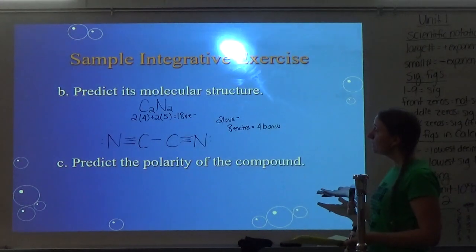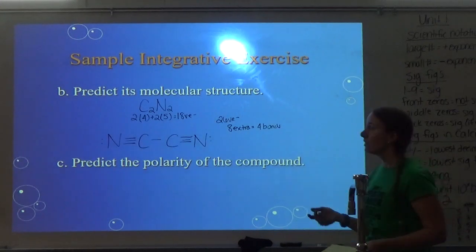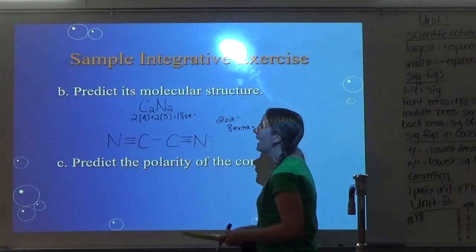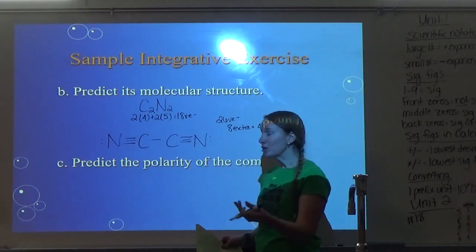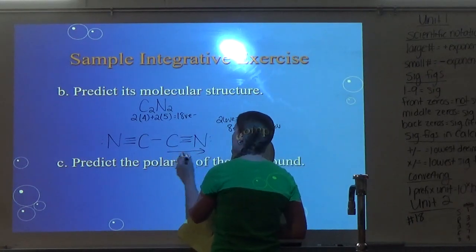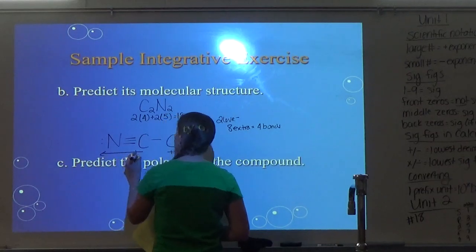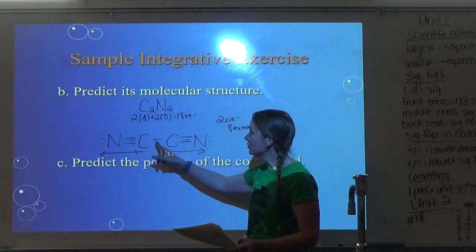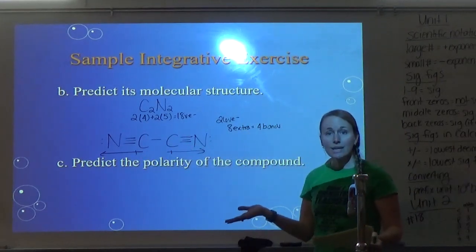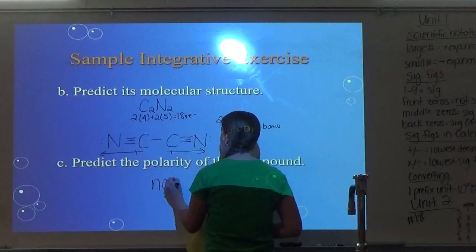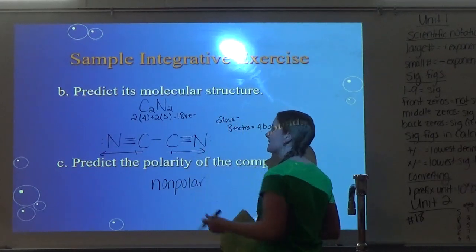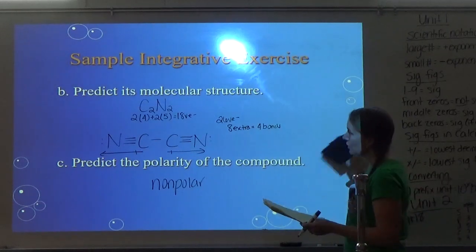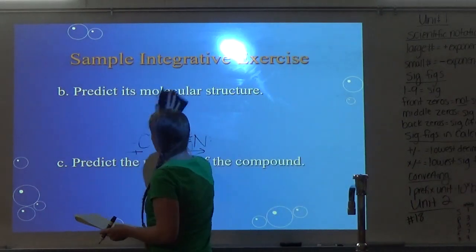Alright, so then it says predict the polarity of the compound. Okay, so here's my compound, so I'm just going to answer this one up here. Here's my compound. I know that N is more electronegative than C. So my dipoles are going to go like this. This will be a linear molecule. Notice there's no lone pairs on my central atoms. So those are going to cancel out. So my polarity would be nonpolar. So even though the bond itself might be polar, the molecule is not polar because they cancel out. Alright, so let's erase. See what's coming up next.